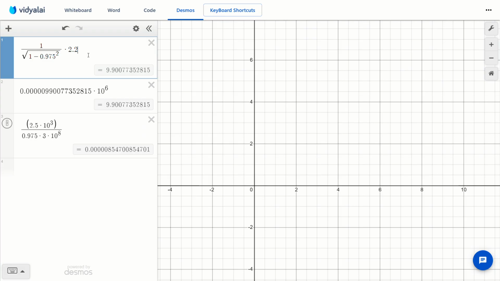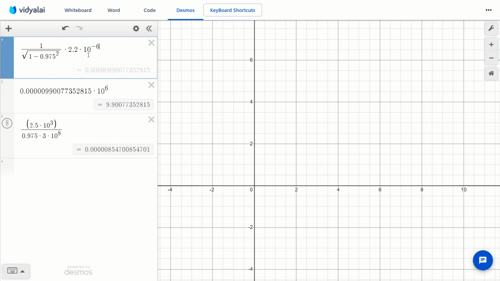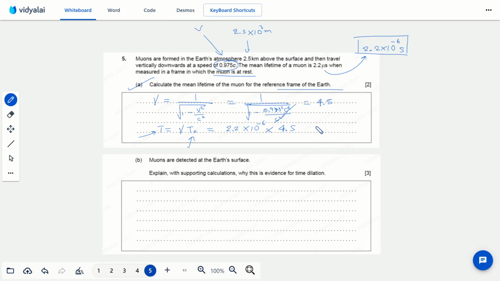Let's plug in the average lifetime of a muon as seen from the muon itself. Now it's been dilated to 9.9 microseconds.